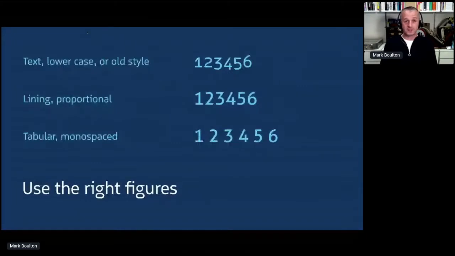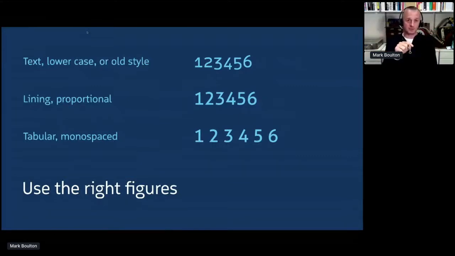So using the right figures is also really important. Here are three different types of figures within a font. Text, or lowercase, sometimes called old style. They have ascenders and descenders, right? So the 3 goes below, the 6 goes above. Lining and proportional: lining numbers, but with proportional spacing. So they can be used for dates and certain usages within the run of copy.